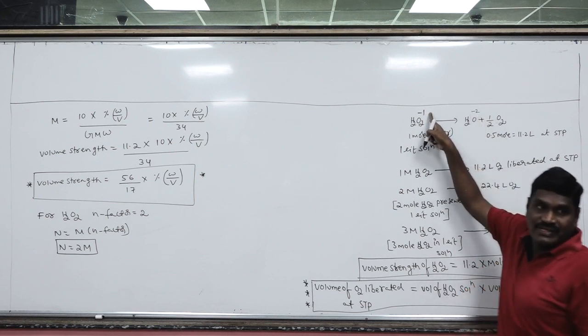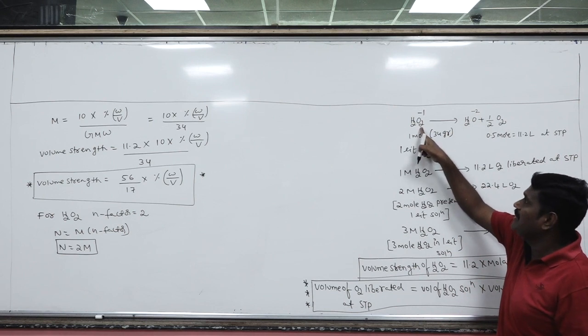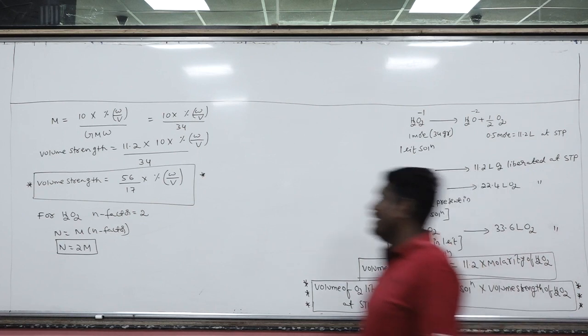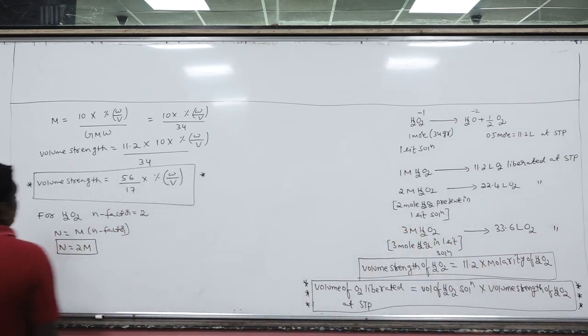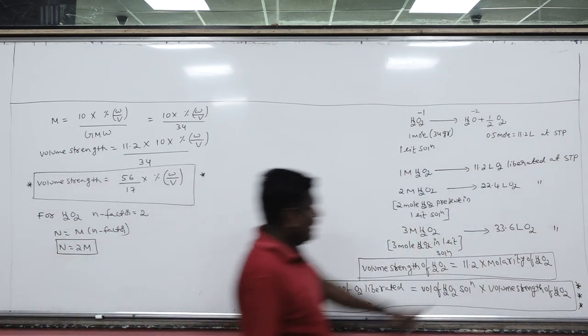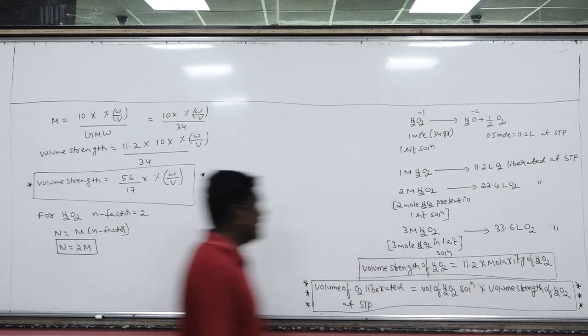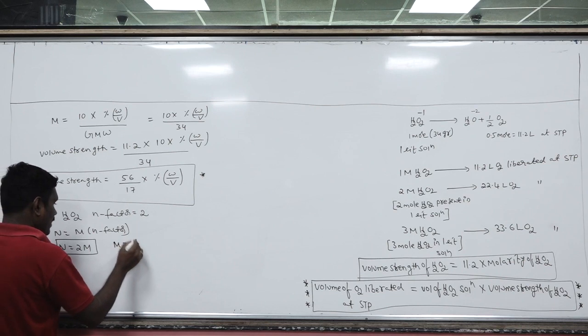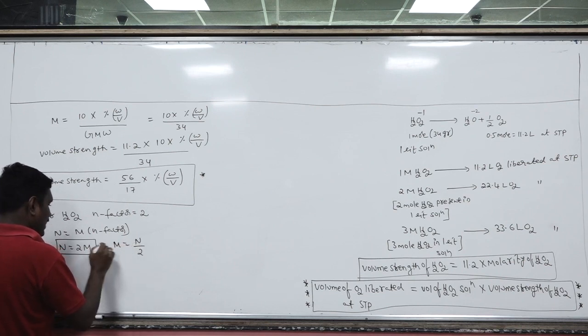Only for one oxygen atom, there are 2 oxygen atoms, so 2 into 1, that is 2. That is, the H2O2 N factor will be 2 here. Now come to this formula in terms of molarity. If I want to convert the molarity into normality, what is the molarity? Half of the normality. Yes or no?